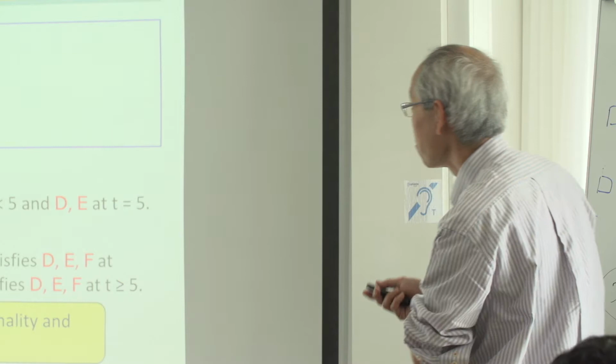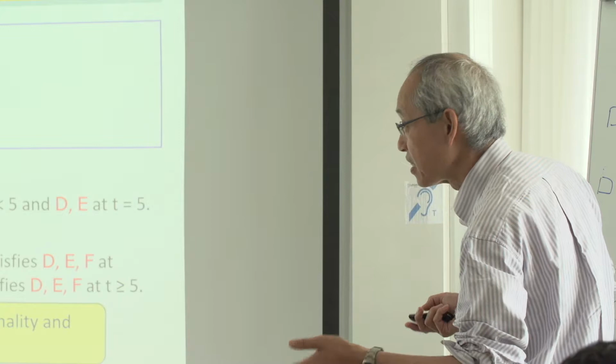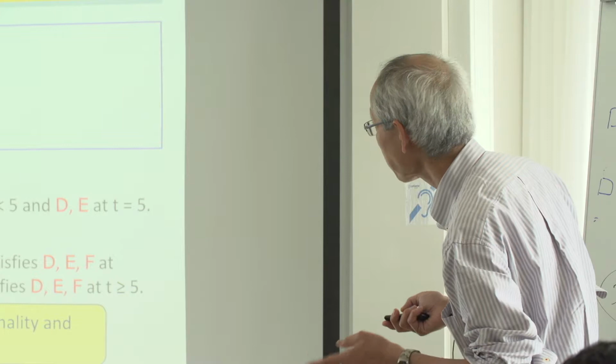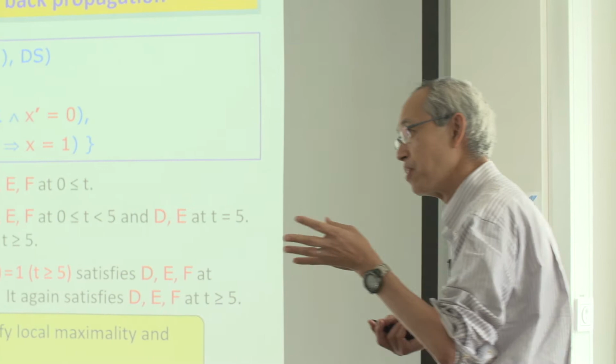So that's how the semantics of Hedera allow the constraint at time 5 to reach back to the time before time 5. Actually, this program cannot be computed in the current Hedera, because currently Hedera doesn't allow you to have a variable whose value is totally unknown at any time.